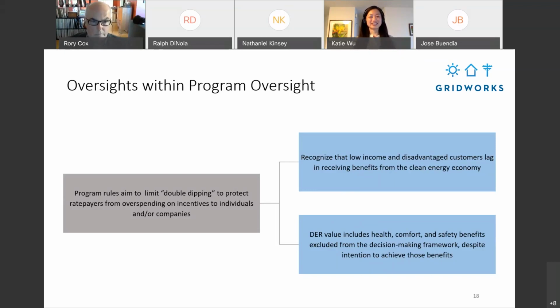Specifically, I think that today there is a recognition that programs are aiming to achieve health, comfort, and safety benefits, which are not within the current decision-making framework. And it is just a gap in the way that we provide oversight to programs and the goals that they're trying to achieve. Next slide, please.